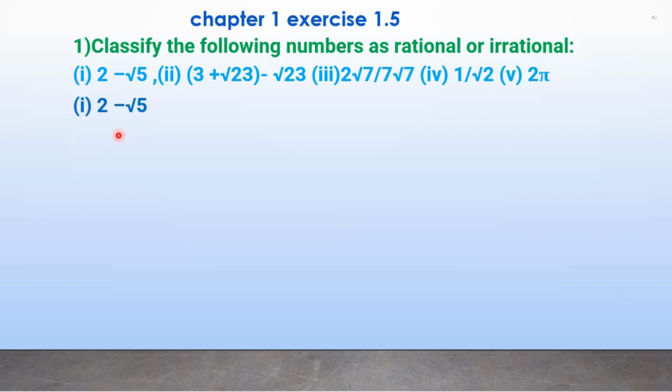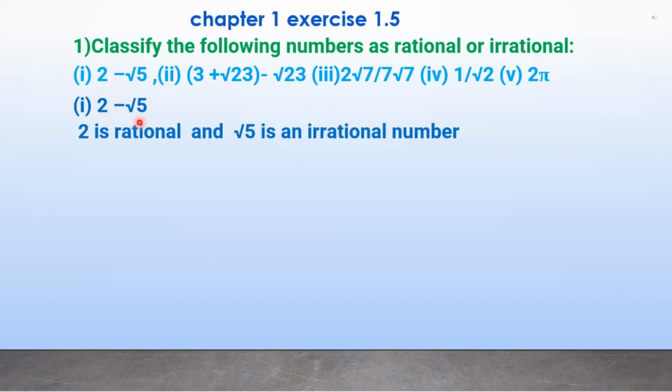See here, 2 is a rational number and square root of 5 is an irrational number. Isn't it? You already know that a rational number and an irrational number, under subtraction or addition, multiplication or division, always result in an irrational number only. If you have any doubt, let us check that.